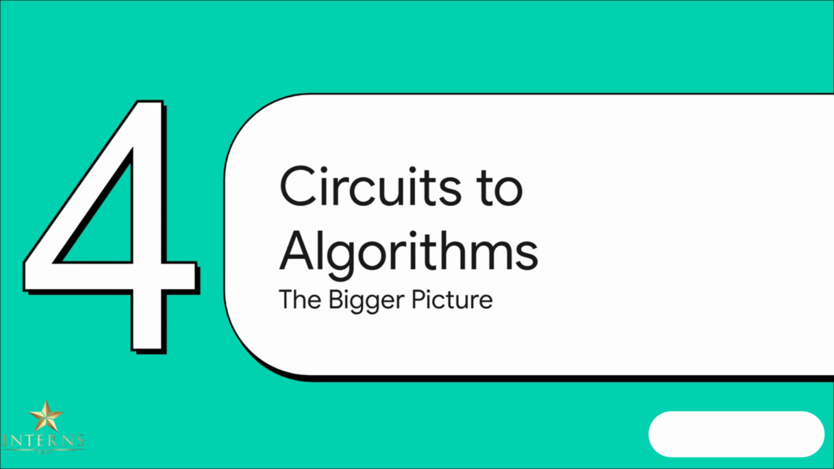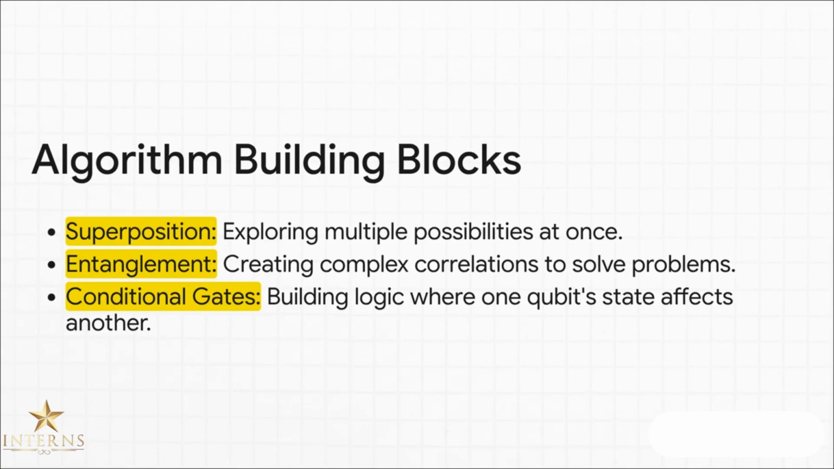Okay, so we've built this tiny 2-qubit circuit and created entanglement. Pretty cool. But why does this matter? Let's zoom out to the bigger picture and see how these simple circuits become the engine for really powerful algorithms. Here's the crucial point. These small circuits are the building blocks, the subroutines, for everything else. Superposition lets a quantum computer explore many possibilities at once. Entanglement allows it to find complex, hidden correlations in problems. And those conditional gates, like the CNOT we just used, build the logic that ties it all together. You combine these fundamental pieces in clever ways to create powerful quantum algorithms that can tackle things classical computers could never even dream of.